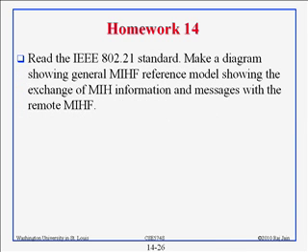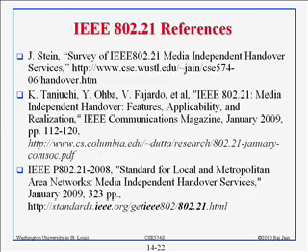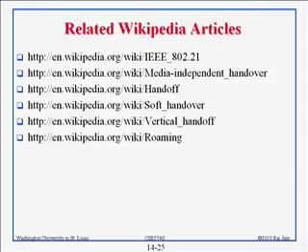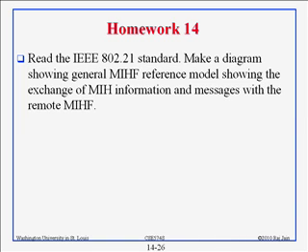So the homework says read the standard, make a diagram showing the general MIH reference model showing the exchange of MIH information and messages with remote MIH function. I think I might leave that homework for you to do, because you do have to read one standard, and this is only 323 pages long. However, you don't have to read the whole standard. You do have to read the table of contents and then go to the right page, and you have to find out how to get these standards. That's the whole exercise, because this will take you to get to the standard, how you get all these IEEE standards, and that's the process I want you to go through. So you get the standard, look at the table of contents, find the answer to this question, which is a very simple diagram. Once you find the standard, this is not going to take too much time.